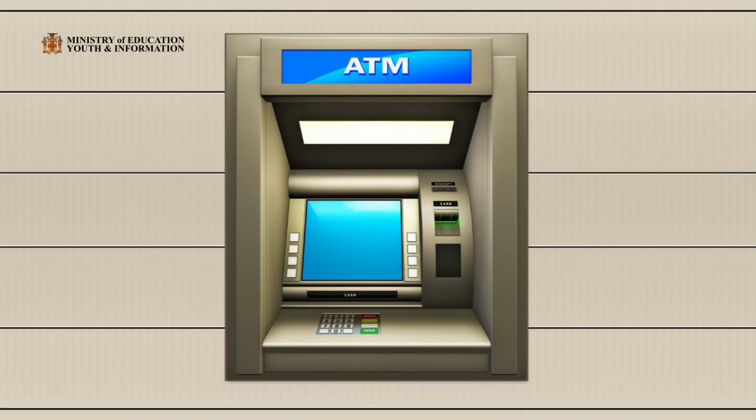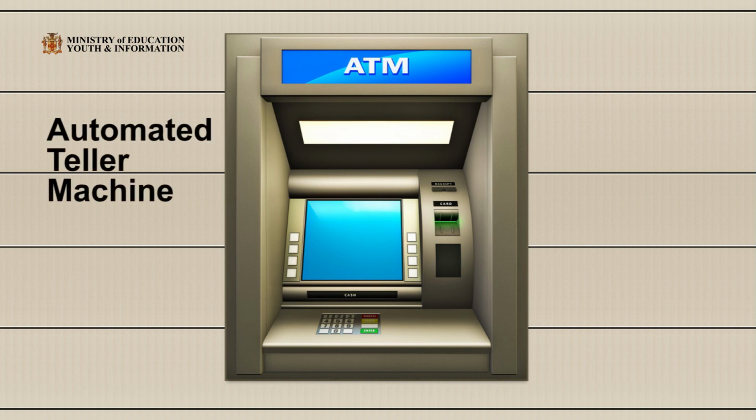We are now at the end of our class today. I know you have learned a lot. So let us do a quick review of our lesson today. What are the main things that we learned? We learned about the ATM, and we know that the abbreviation ATM means automated teller machine. It is a machine at which you can make deposits and withdrawals using your debit card. Yes, students, you are so brilliant.